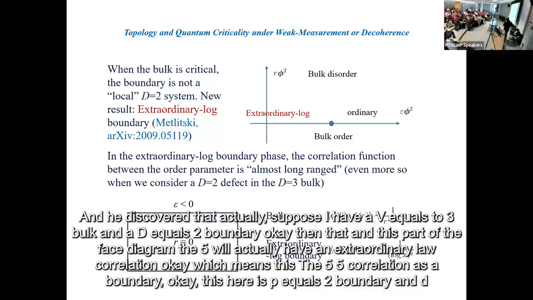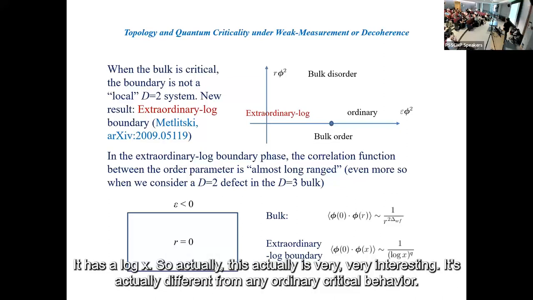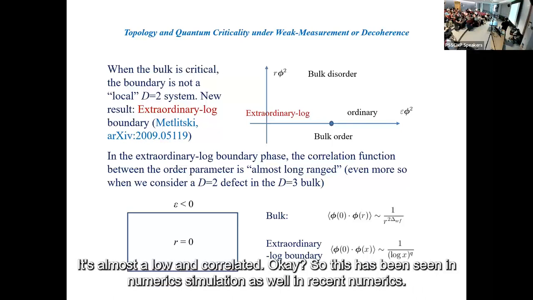Which means this. The phi-phi correlation at the boundary, here d equals 2 boundary and d equals 3 bulk, will be almost long-range ordered, but it actually decays as log x. This is very interesting. It's different from any ordinary critical behavior. Ordinary critical behavior gives you power law decay, but here it is a 1 over log x decay. It's almost long-range correlated. This has been seen in recent numerical simulations as well.